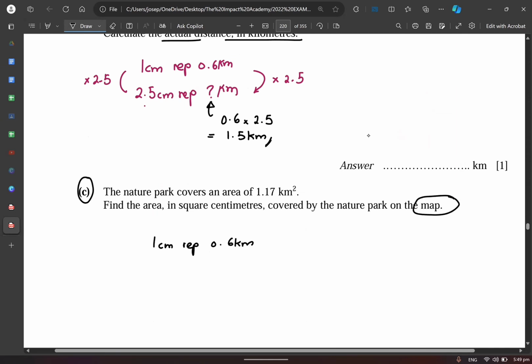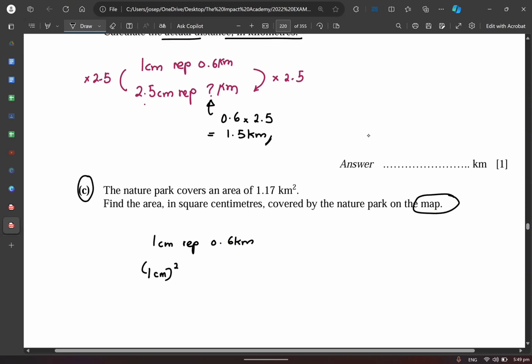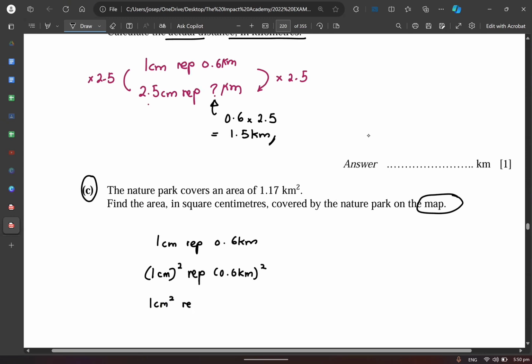Before you go on, I just want to remind you, there's a square over here. So you cannot just use this map scale. Am I making sense? You have to square it. So 1 cm, you square this. I say that again: 1 cm, you square this, represents 0.6 kilometers, you must also square. So 1 cm square represents 0.6 to the power of 2.